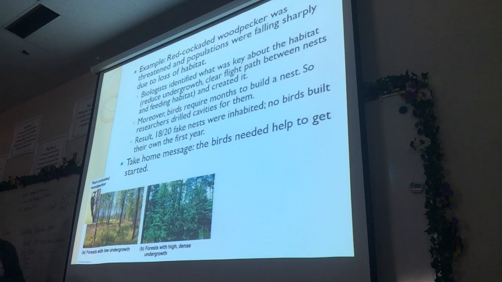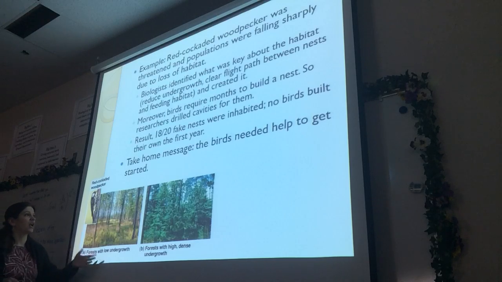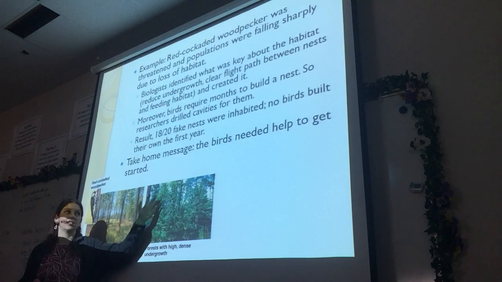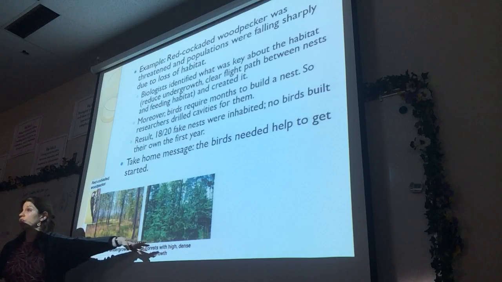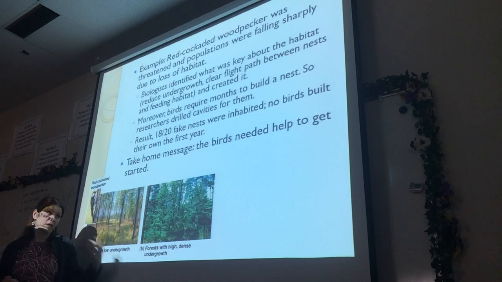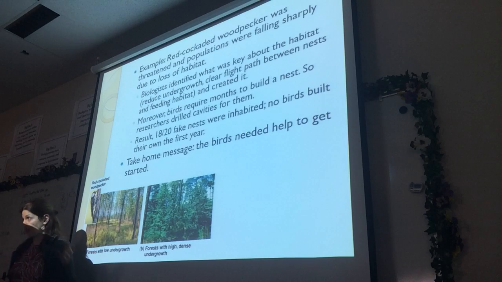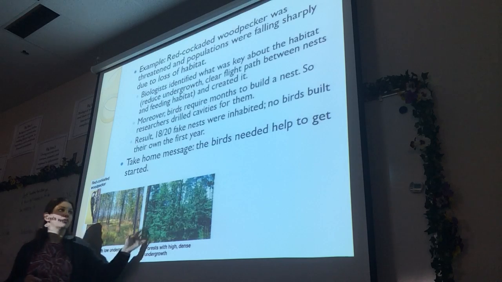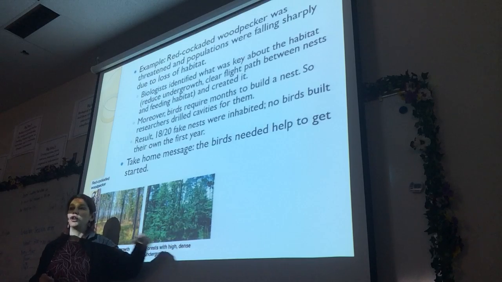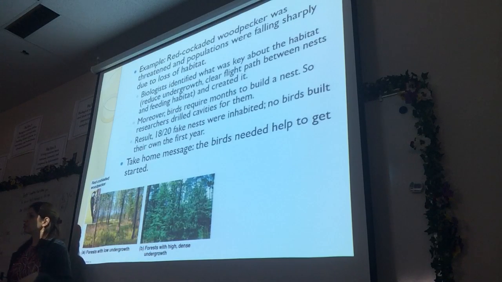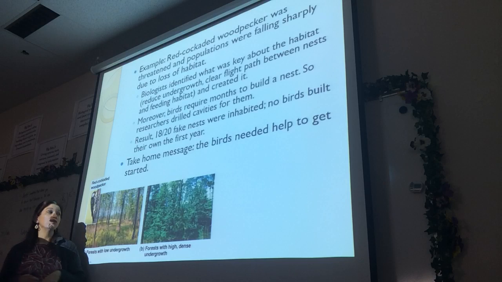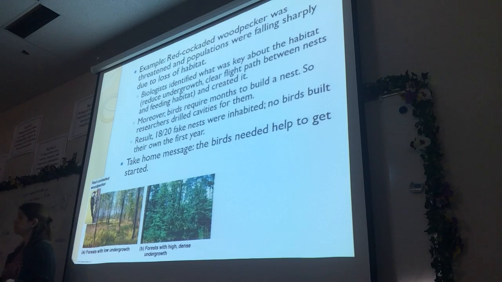Biologists figured out what was key about the habitat. This was an ideal habitat, and this is where the scientists wanted them to live, but they were no longer living there. What they found out was that because we were also preventing forest fires from clearing stuff out every once in a while, there was way too much undergrowth, and the woodpeckers didn't like to live in places where there was too much undergrowth. They also learned that it takes the woodpeckers several years to create a nest. Apparently that's a lot of work.